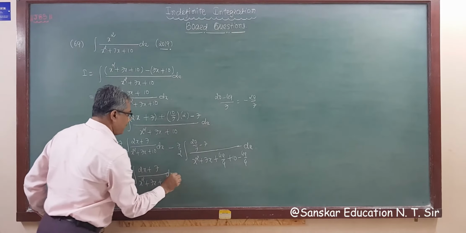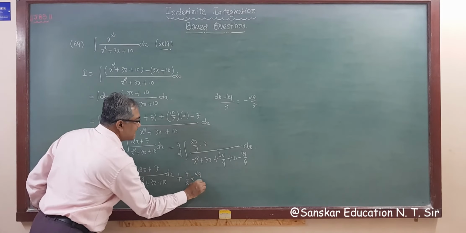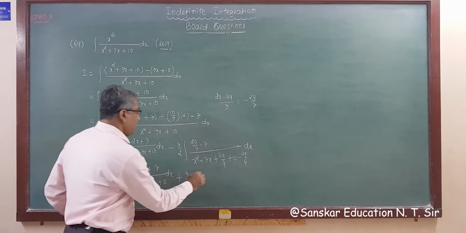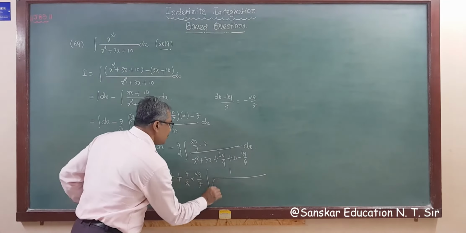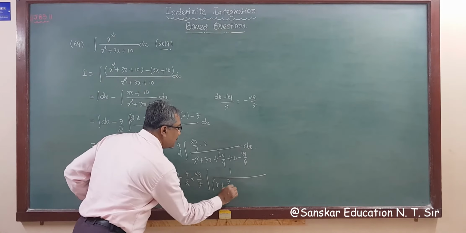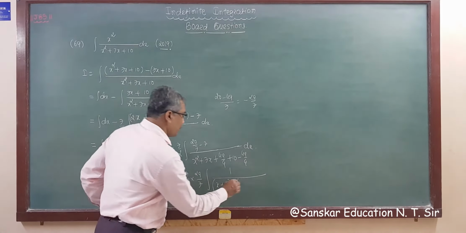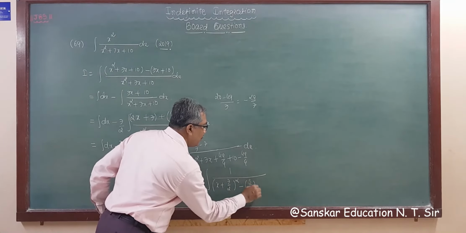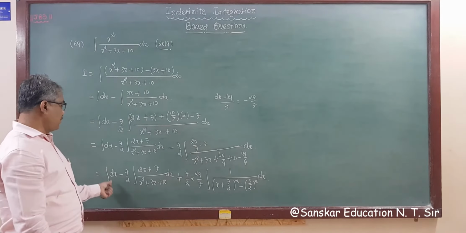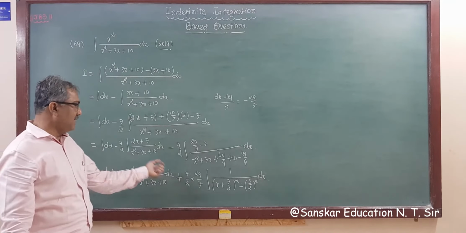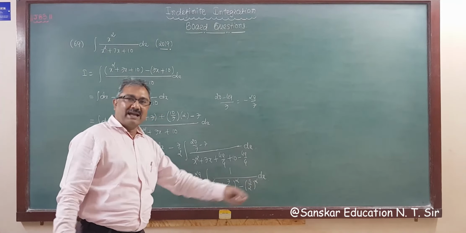So minus minus becomes plus. This is 7 by 2 and this is 29 by 7. Integration of 1 upon x plus 7 by 2 whole square, and this is 40 minus 49, that is minus 9 by 4. So minus 3 by 2 whole square and dx. Got it? So it is integrable: the derivative of the denominator is in the numerator, and 1 upon x square minus a square formula, 1 upon twice a log mod x minus a upon x plus a.